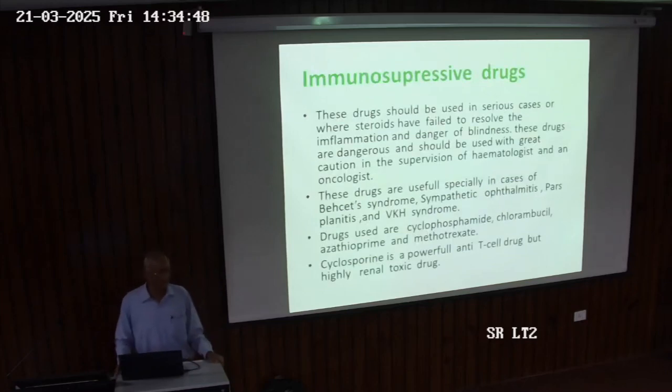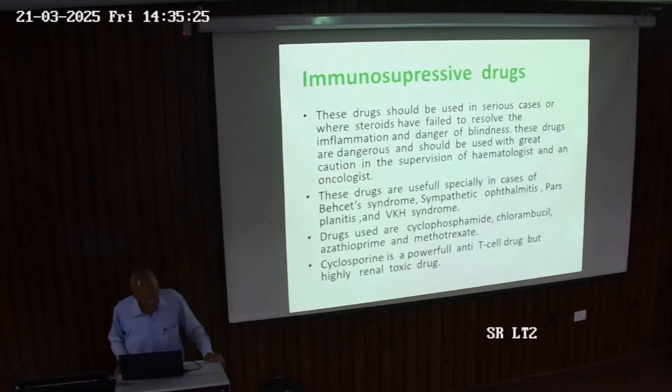Then come the immunosuppressive drugs. These drugs should be used in serious cases or where the steroids have failed to resolve inflammation and there is danger of blindness. These drugs are dangerous but should be used with great caution, under the supervision of a hematologist and an oncologist. These drugs are especially for cases of Behçet disease, young age, sympathetic ophthalmitis, pars planitis and VKH syndrome. These diseases require immunosuppressive drugs maximally.